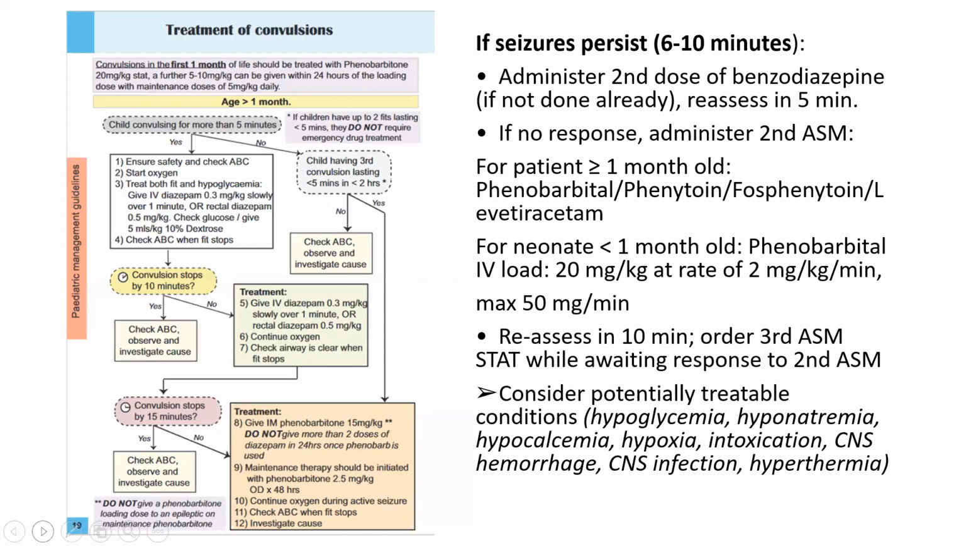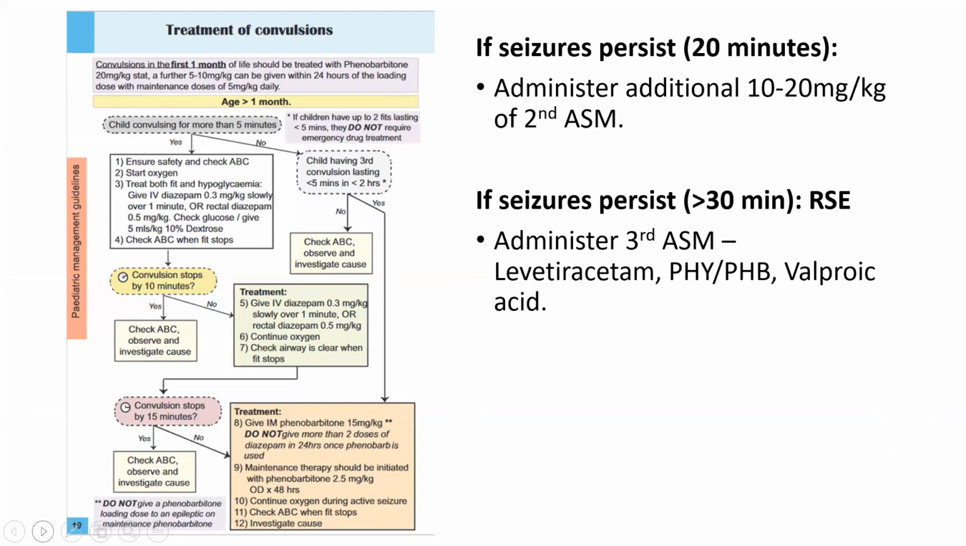You continue reassessing the patient, and as I've mentioned above, you consider potentially treatable conditions like hypoglycemia, hyponatremia, hypocalcemia, hypoxia, CNS bleeding or CNS infection, and hypothermia, and you institute the management as soon as possible. If the seizure continues after administering the second anti-seizure medication, you have leeway to give an additional 10 to 20 per kilogram of the second anti-seizure medication.